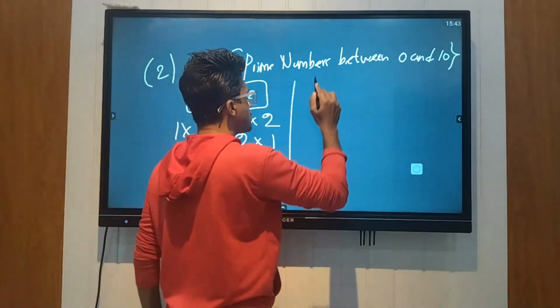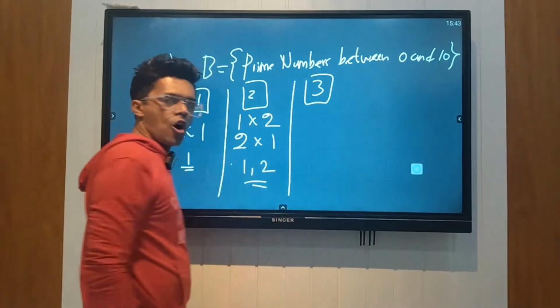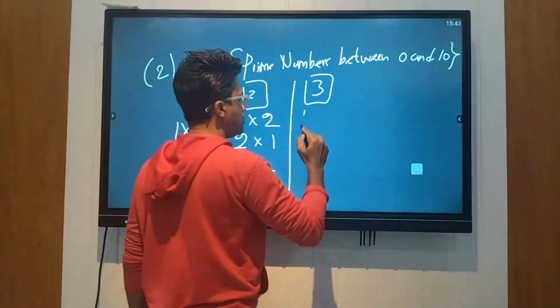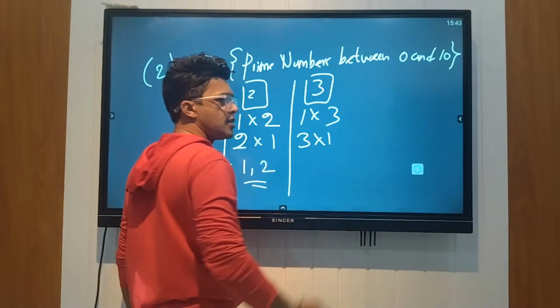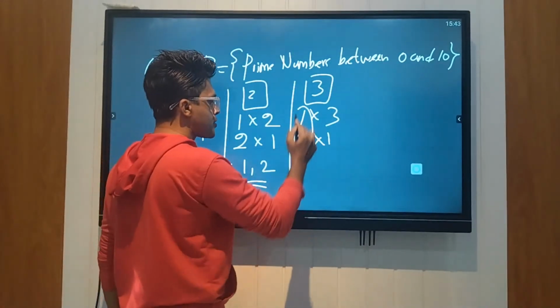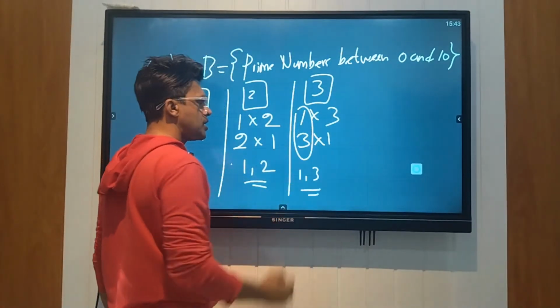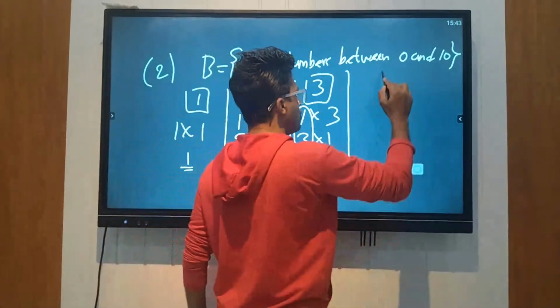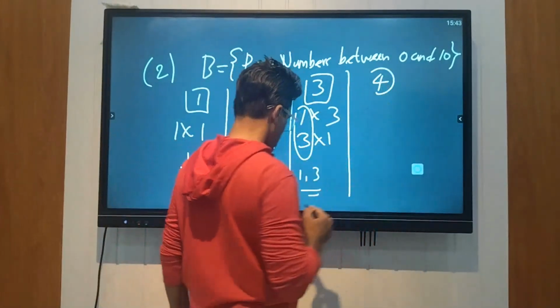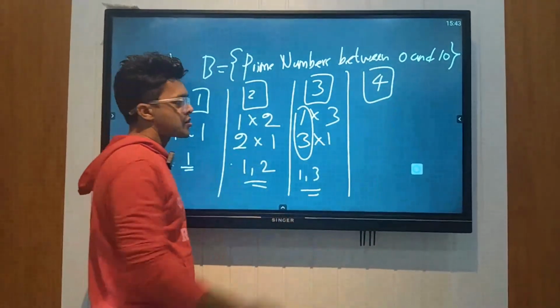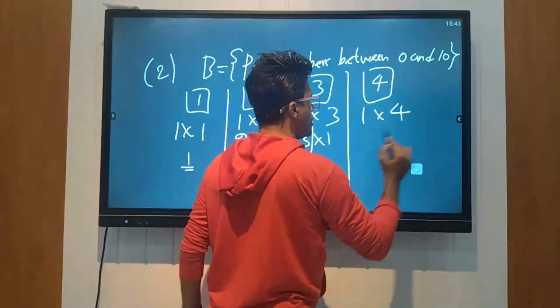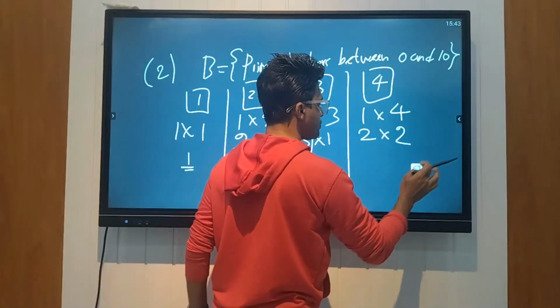Think of 3. How many factors can you find when it comes to 3? 1 into 3, 3. 3 times 1 is 3. So only 2 factors you could find of 3 as well. Think of 4. How many factors can you find here of 4? 1 into 4, 4. 2 times 2, 4.